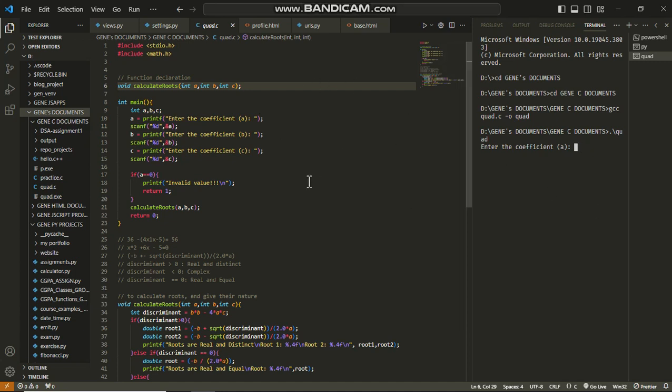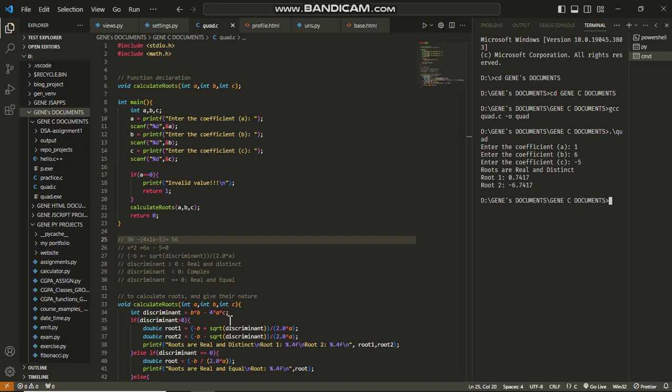So I'm going to base on this formula here, x squared plus 6x minus 5 equal to 0. Based on this, our a is 1, our b is 6, and our c is -5. When you replace here in the discriminant, it's supposed to give us a value greater than 0, which is 56. So let's test the theory. Our coefficient of a is 1, our coefficient of b is 6, and our coefficient of c is -5.